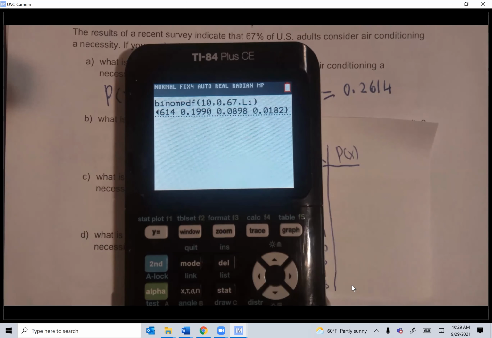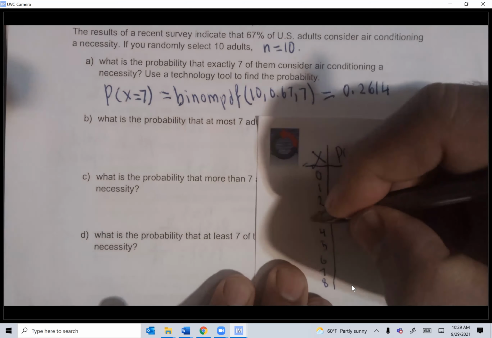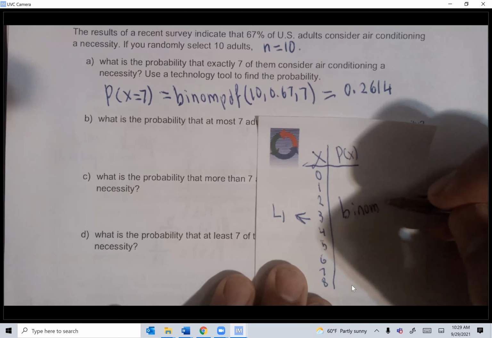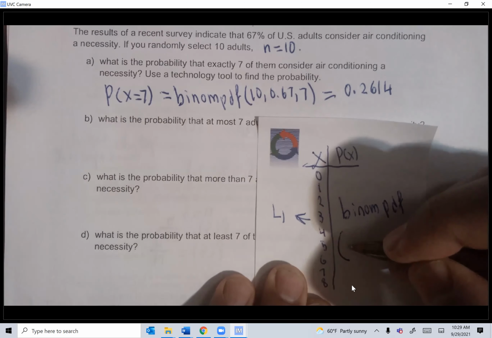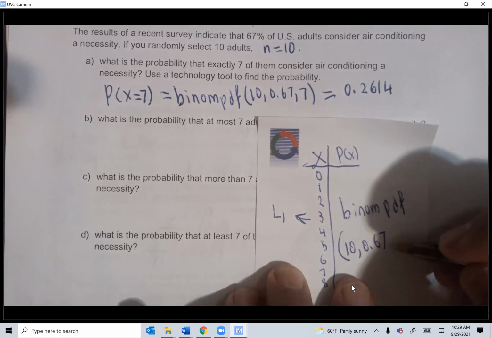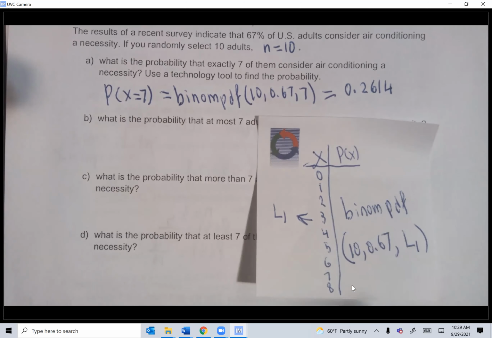So you can get them all in one shot using this formula. You put the x values in L1 and you just run the binomial PDF on L1. That should give you everything. Any questions about this? So just put the x values in L1 and here you run binomial PDF. You put the value of n, which is 10. You put the value of probability of success, which is 0.67, and you put L1, guys. And you should have the answers for all at once. Okay.